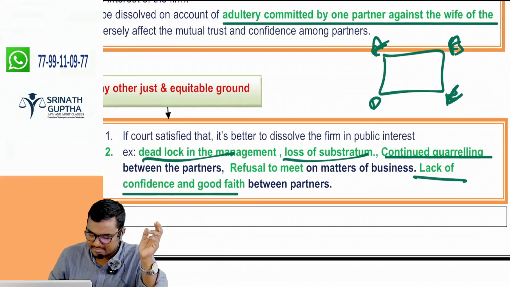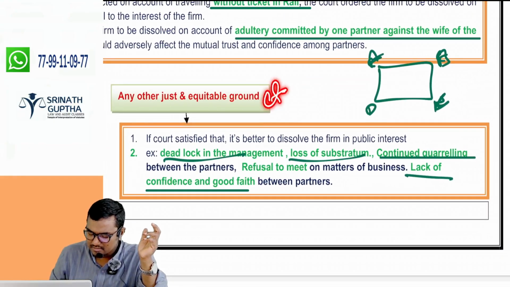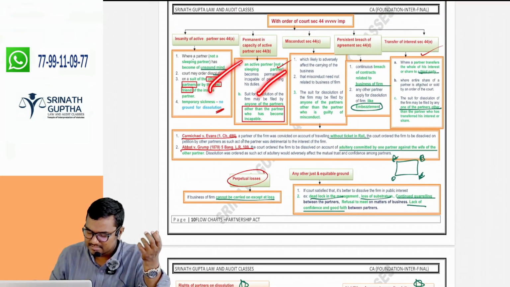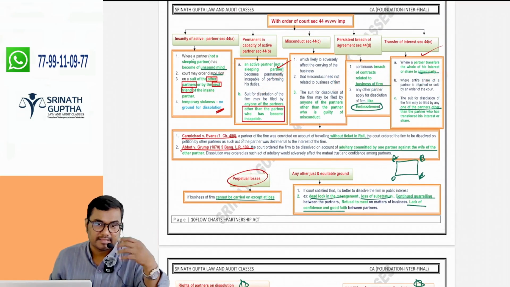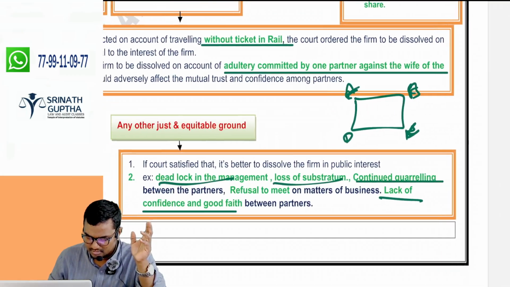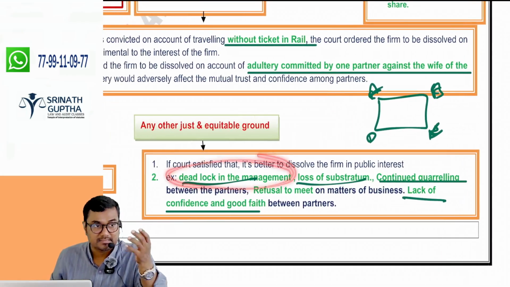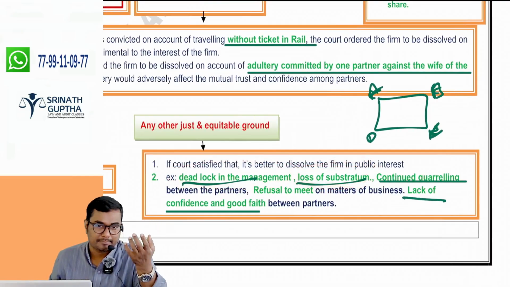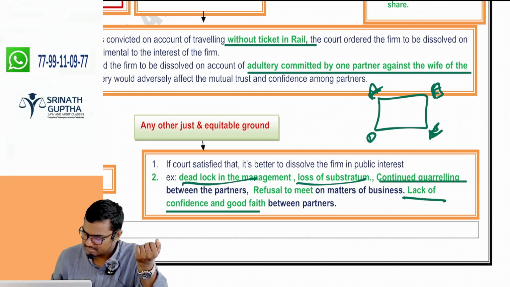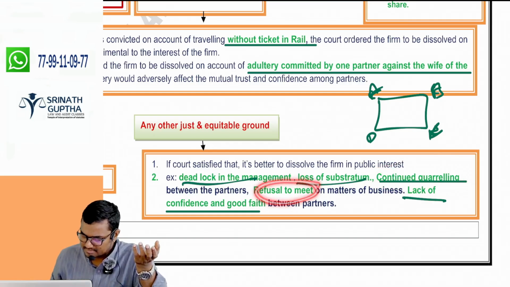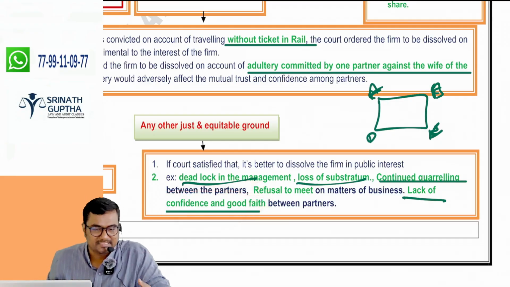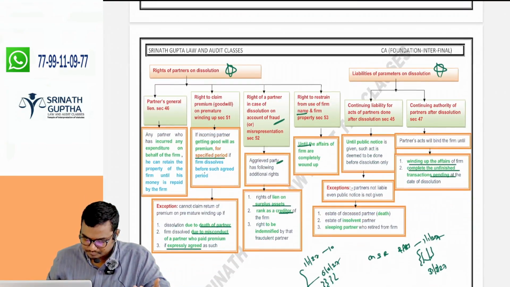Any other just and equitable grounds, that is, etc. Generally the court will order dissolution for the above reasons. For reasons not covered, the court may also order dissolution, like deadlock in the management, where partners are not talking to each other. Loss of substratum, the main purpose becoming unlawful. Substratum means main purpose. Continuing quarrelling between the partners, refusal to meet business obligations on time, and lack of confidence among the partners are some of the reasons for dissolution of the firm.